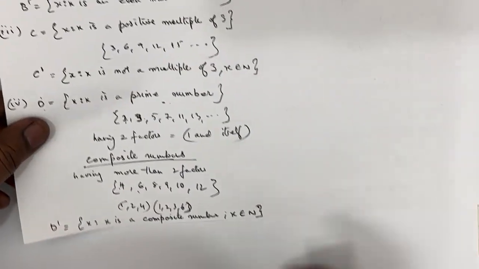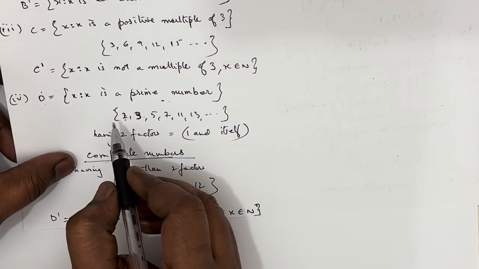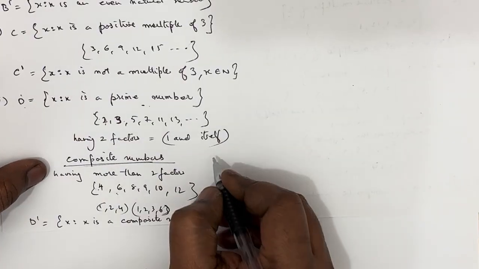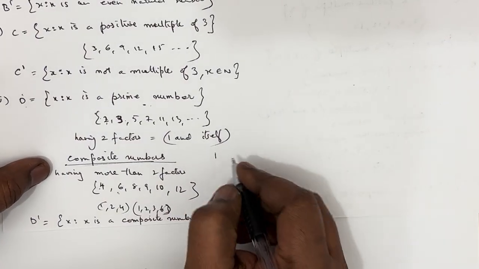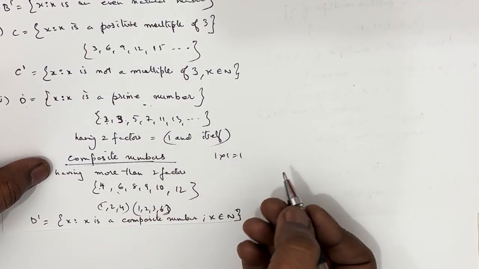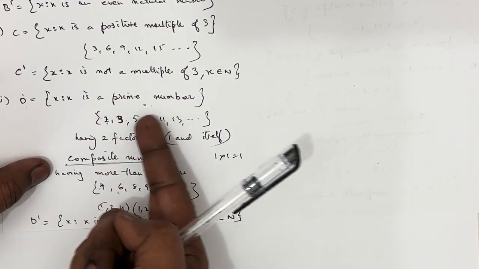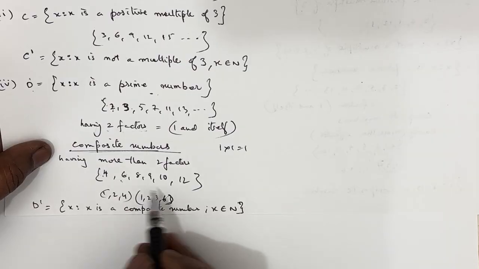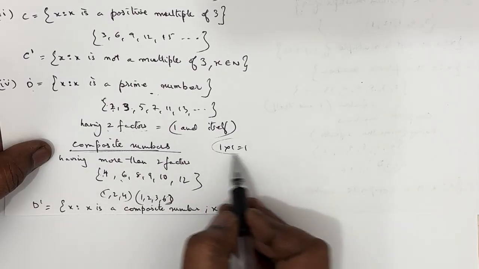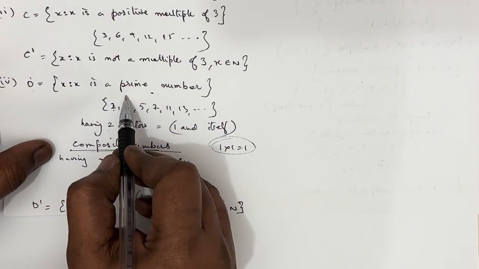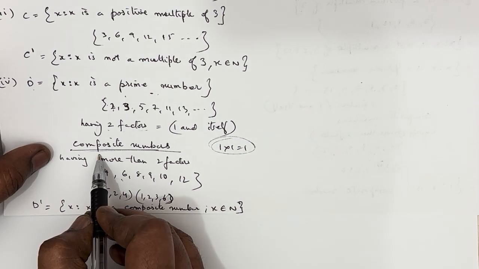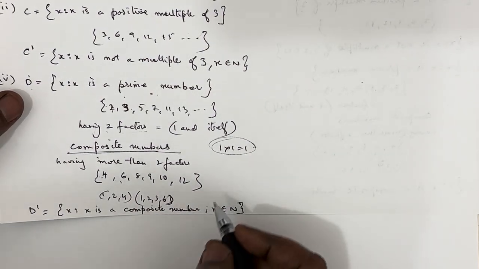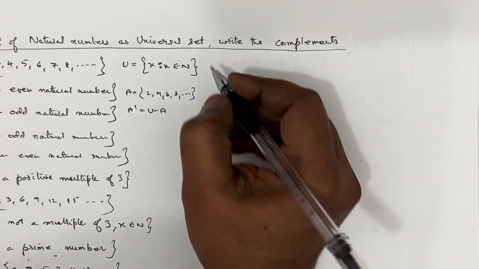See here, 1 is not included. 1 is not included in prime numbers and not included in composite numbers, because 1 is having only one factor. 1 into 1 is equal to 1. Here you have prime numbers having two factors, and composite numbers having more than two factors, but 1 is having only one factor, so 1 is not included in prime numbers or in composite numbers. Let's go to the next one.